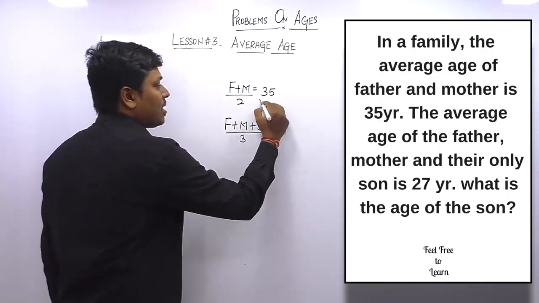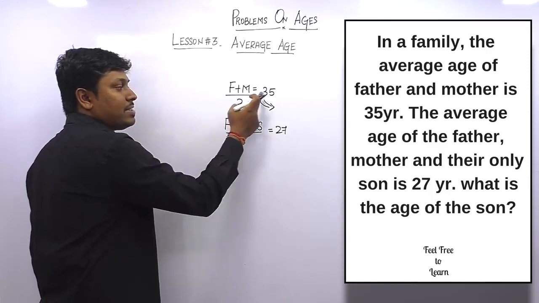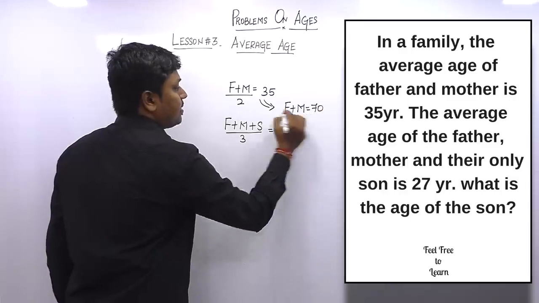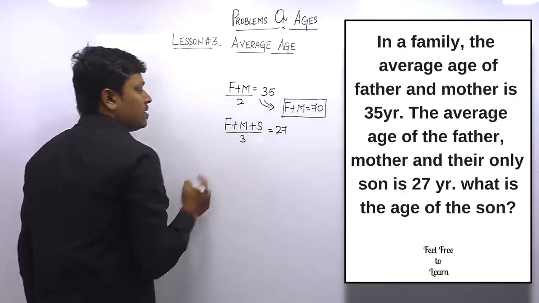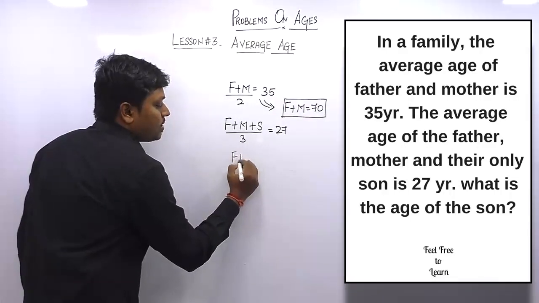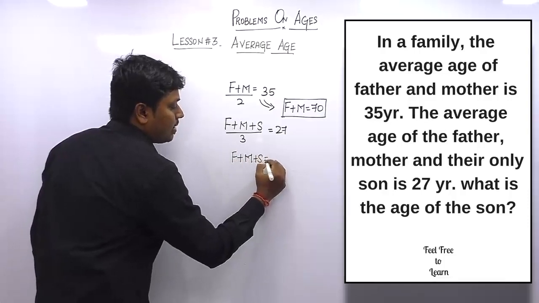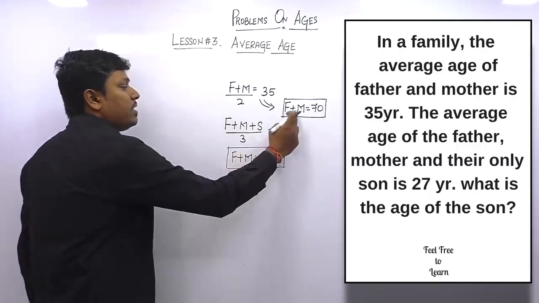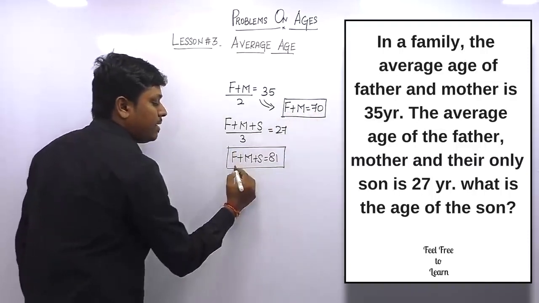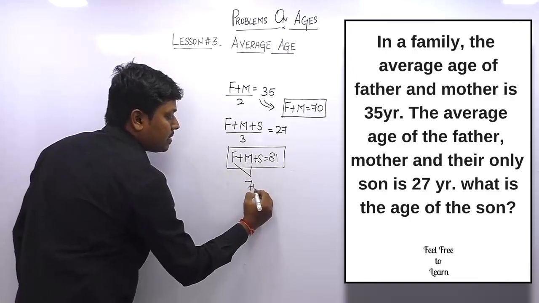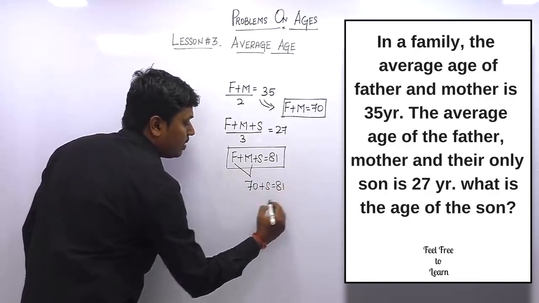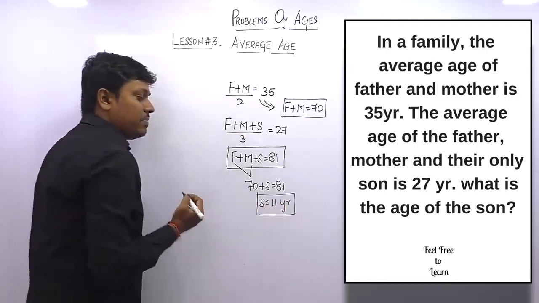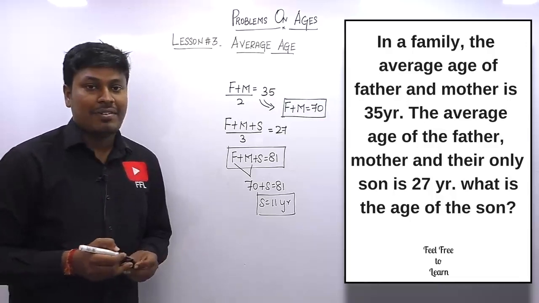It is really easy because we know the average age of father and mother is 35, so we can say that the total age of father and mother will be 70. So 35 into 2 will be 70. According to the second equation, the total age of father, mother and son is equal to 27 into 3, which is 81. And we already know the total age of father and mother is 70. So instead of father and mother, substitute 70 plus s is equal to 81. So s is equal to 11 years. It's really the easiest question. So finally, for the first question, the age of the son is 11 years.